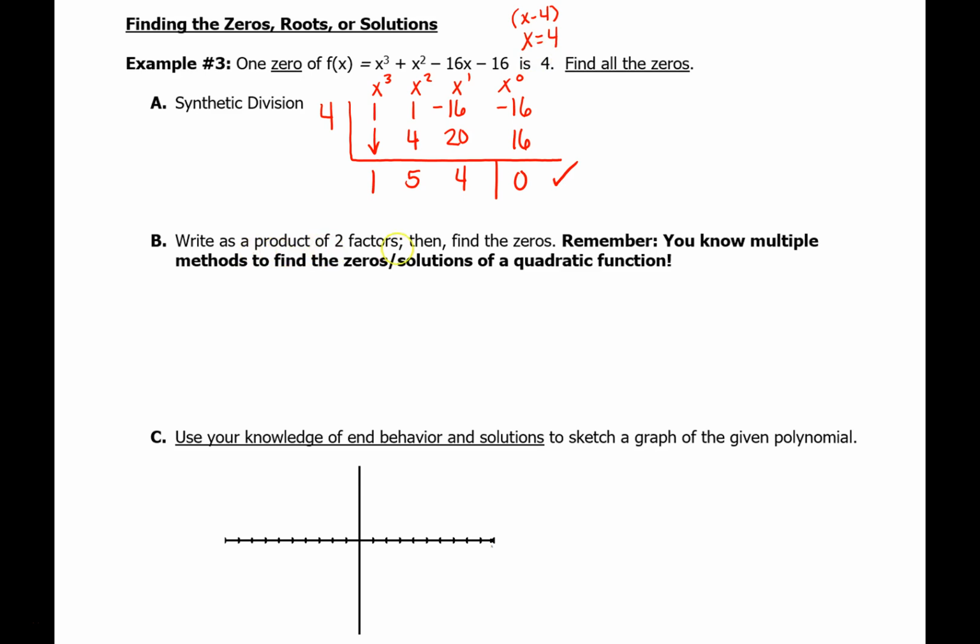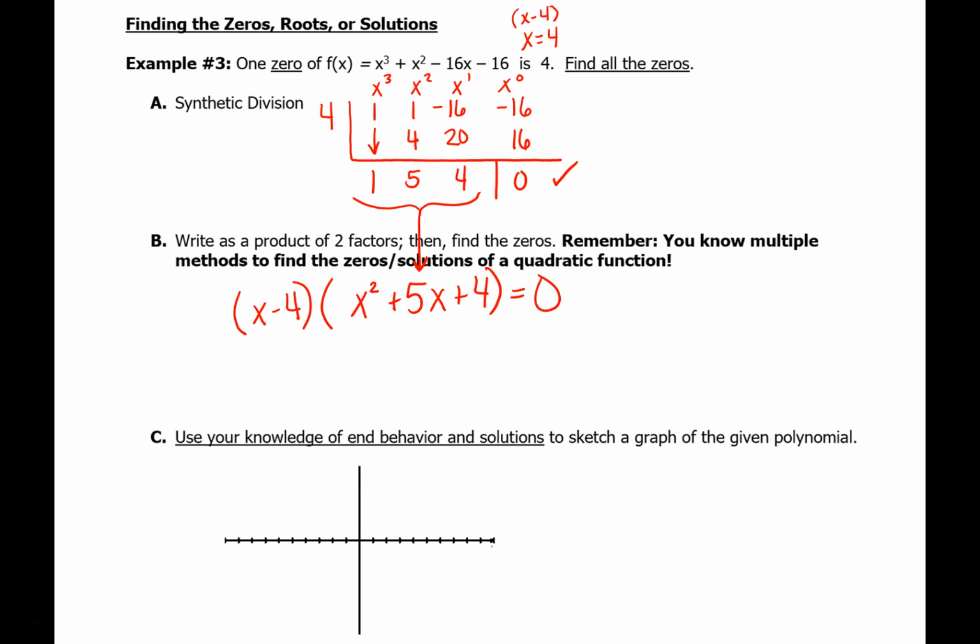So now we're going to write it as a product of two factors. I'm going to write my original factor that it told me through the 0, x minus 4, and then I'm going to use these coefficients for my depressed polynomial. So this was x to the third, so I'm going to start with x squared because we divided 1 out. The coefficient was 1. Then I'm going to write plus 5x plus 4. And then I'm going to write equals 0 because we're trying to solve this if we're finding all of the zeros.